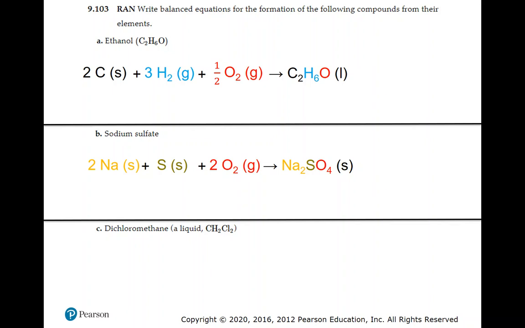Finally, we have dichloromethane, which is a compound that's used as a solvent in chemistry laboratories. It's also used in paint stripper, so you can actually buy it at hardware stores. And it has formula CH2Cl2, and they tell us that that's a liquid at room temperature.